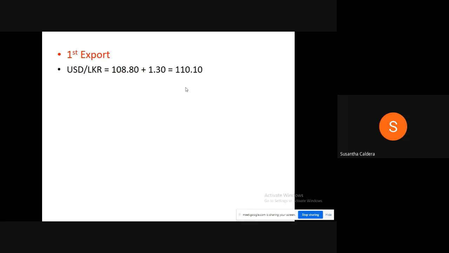Dollar LKR. Is this answer correct? Yes, sir. Okay, right. Then sterling dollar.